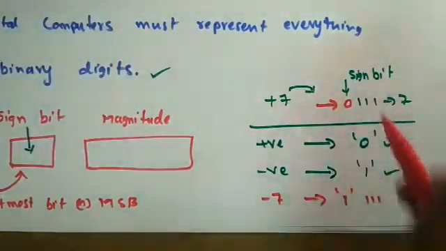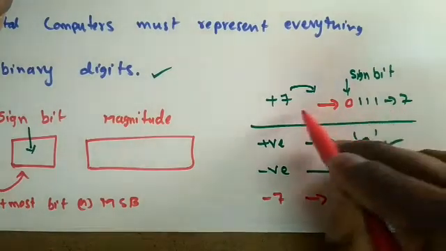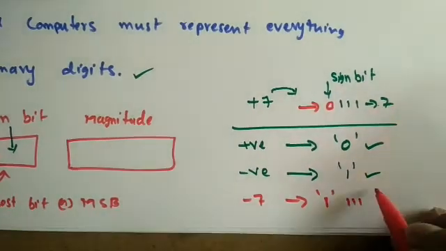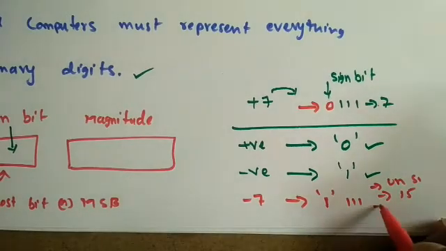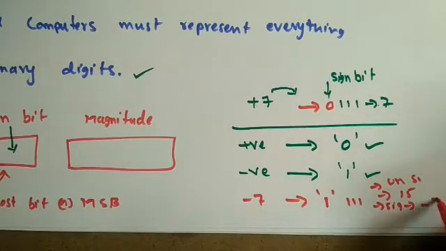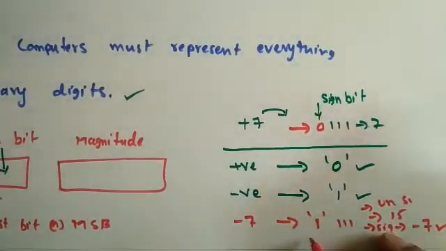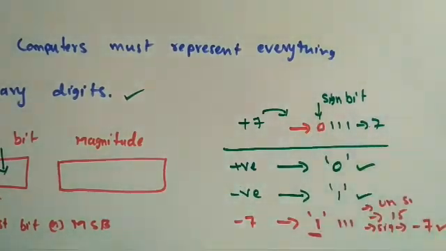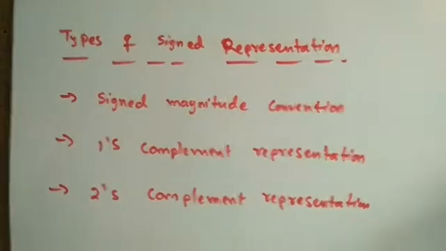But if it is an unsigned number, it is simply 7. Now, if it is an unsigned number, the representation is 15. If it is a signed number, the representation is minus 7. So that is the difference. Unsigned means everything is magnitude. If it is a signed number, this bit will be the sign bit. If it is a 1, minus. If it is a 0, plus. That's it, right?